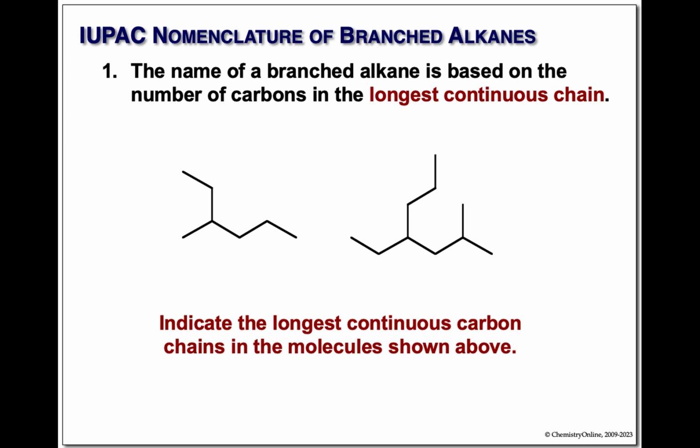Rule number 1, look at your thing and find the longest continuous chain of carbons. So, look at this guy. We could do 1, 2, 3, 4, 5 carbons, right? Or we could do 1, 2, 3, 4, 5, 6. 6 is bigger. Our longest chain looks like this. 1, 2, 3, 4, 5, 6, 7. 7 is bigger than 6. So, step 1, look at your thing, find the longest chain.